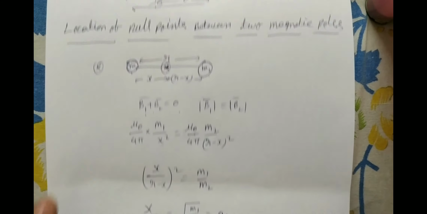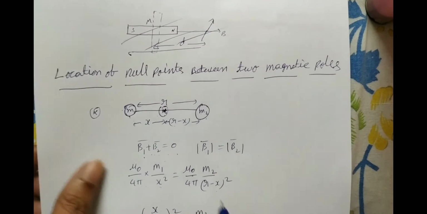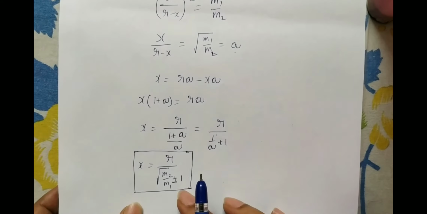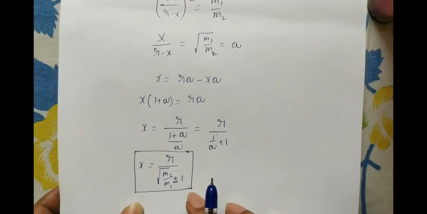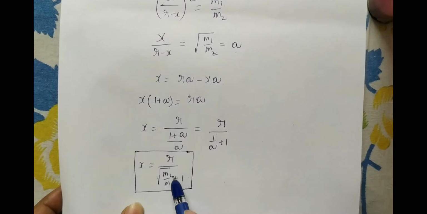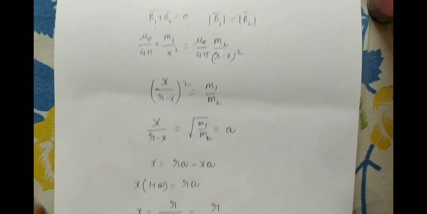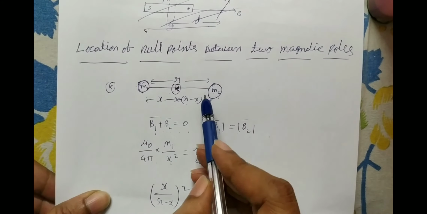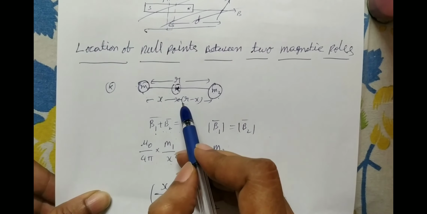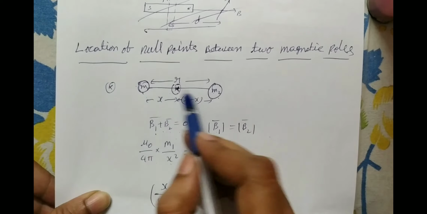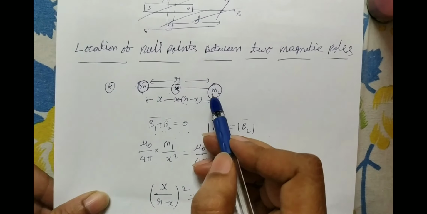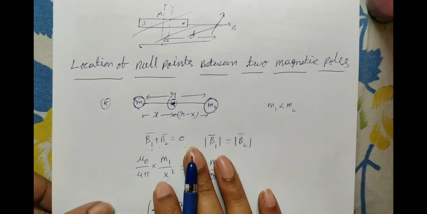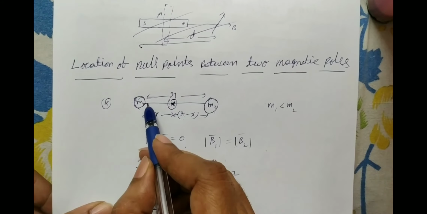So if these two poles are like poles, both north or both south, then you take plus here. If one is a north pole and the other a south pole, unlike poles, then you take minus here. The square root is there only for M2 by M1. Now, where do you get the location of null points? If both are like poles, both north or both south, you definitely get the null point between the magnets, nearer to the weaker pole. For example, if M1 is less than M2, the null point location is a little nearer to M1.